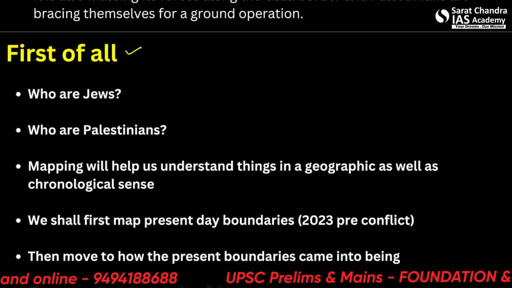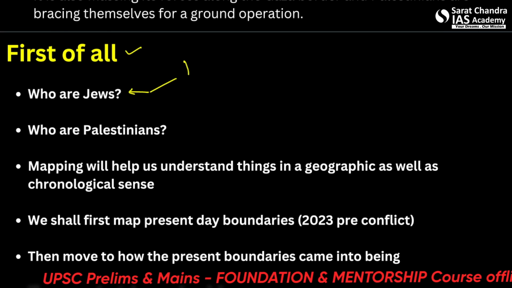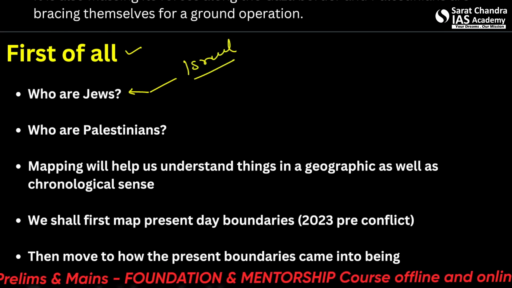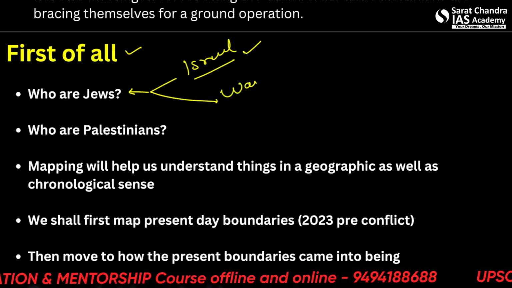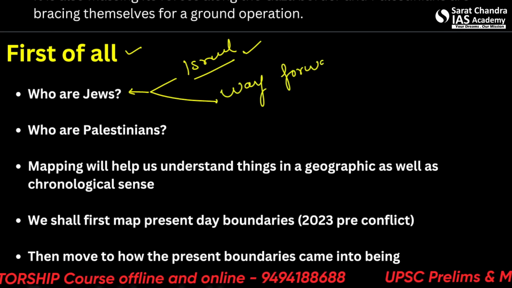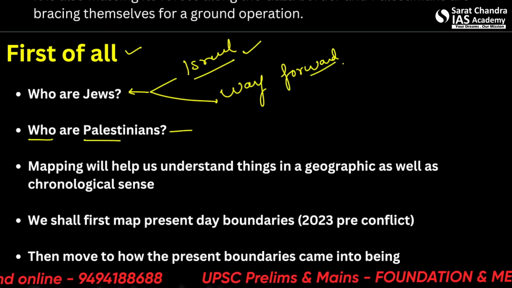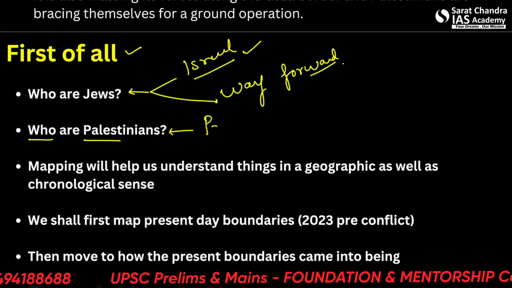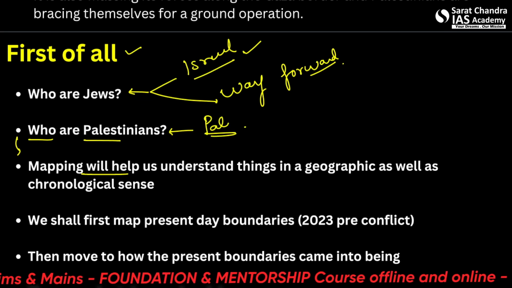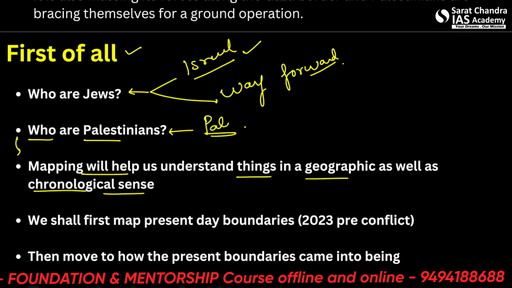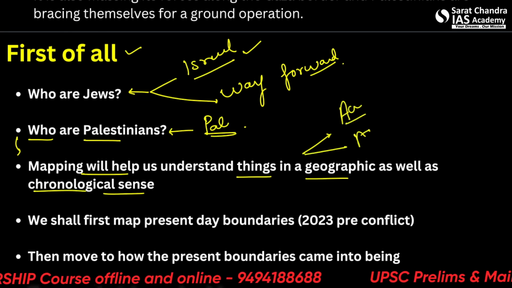So first of all, we'll see who are the Jews. The Jews are being talked about as the native residents of Israel. So we need to see who are the Jews and what is their history in order to conclude what can be a good way forward for this situation. Secondly, we need to see who are the Palestinians and what is the territory of Palestine. After this, we'll see mapping will help us understand things in a geographic as well as chronological sense. So we'll see mapping from the ancient time till the modern context.